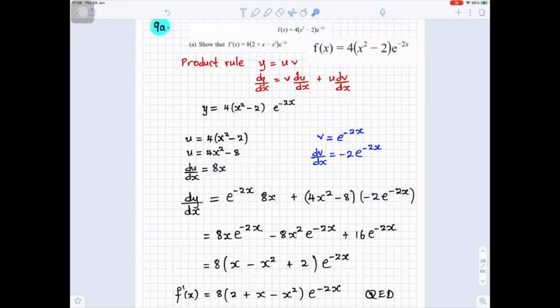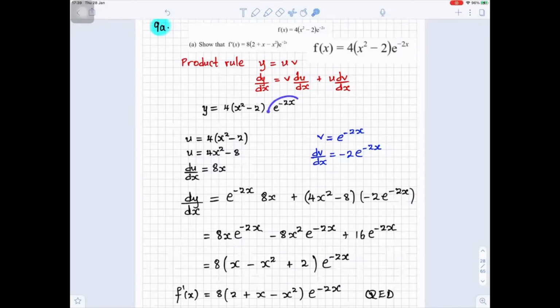So we can choose u. Let u be equal to 4(x squared minus 2). We remove the bracket: 4 times x squared is 4x squared, and 4 times minus 2 is minus 8. And du over dx: differentiate 4x squared, you get 8x, and you differentiate minus 8, you get 0.